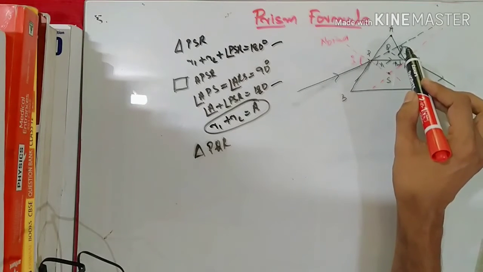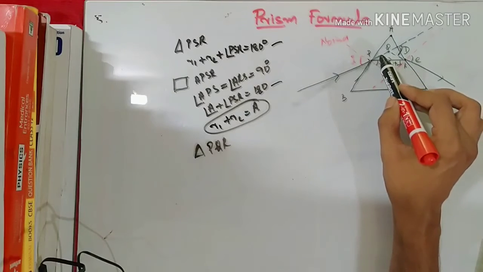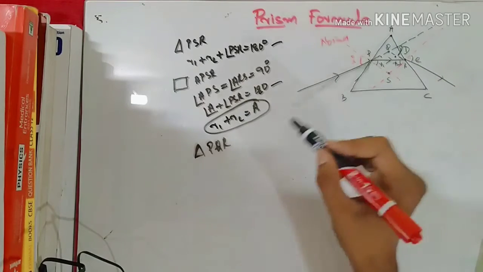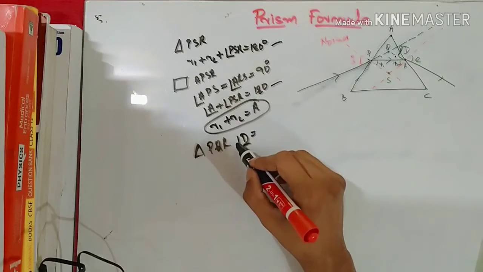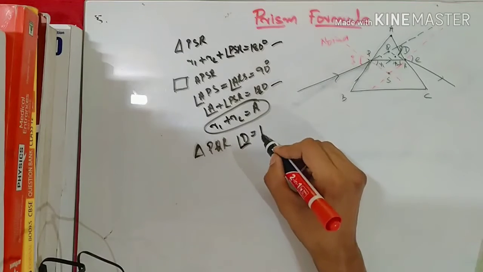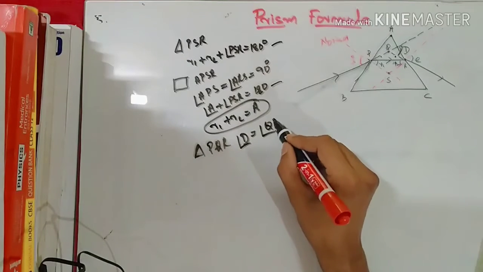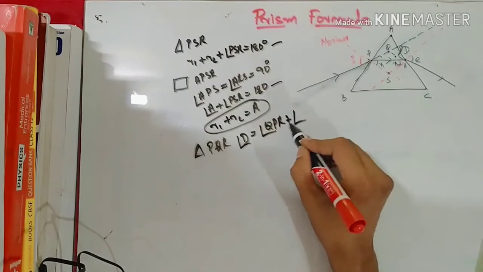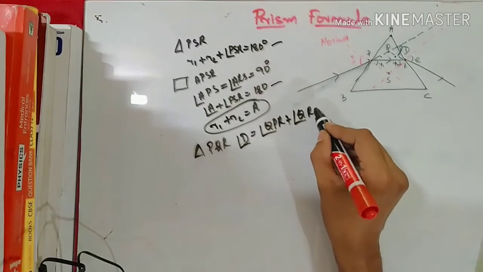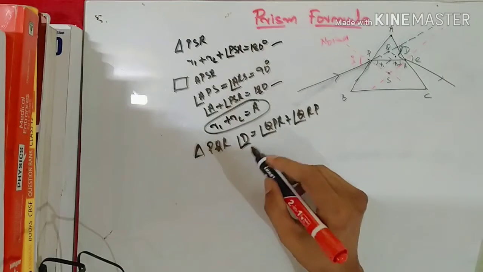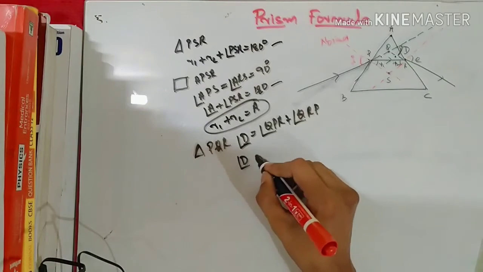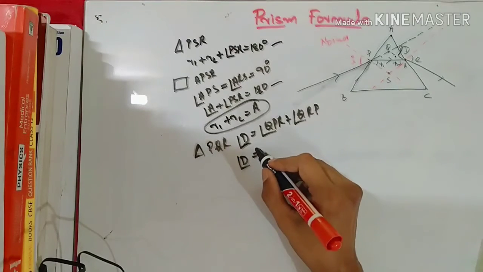Exterior angle should be equal to the sum of the interior angles. Therefore, as you can see in the diagram, angle D, the angle of deviation, that is the exterior angle, is equal to angle QPR plus angle QRP. D is equal to QPR plus QRP, and what is QPR?